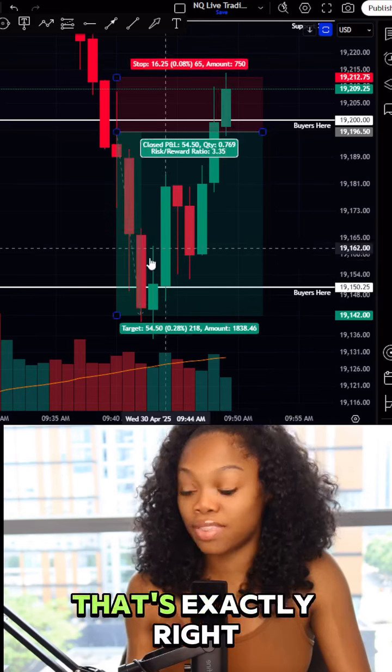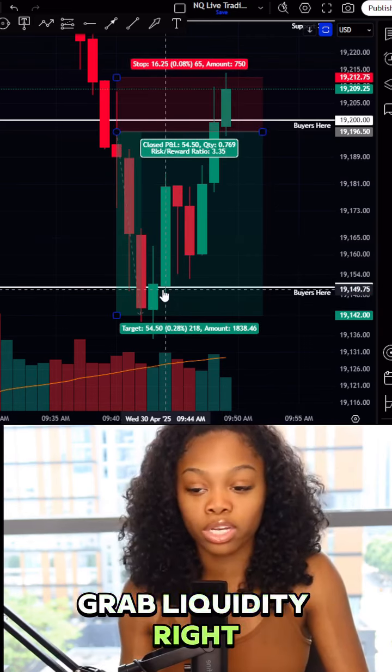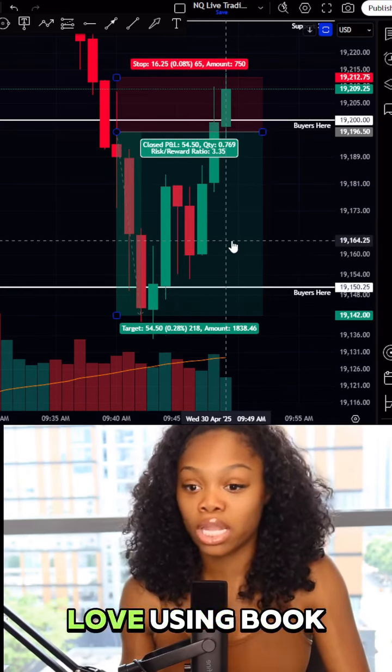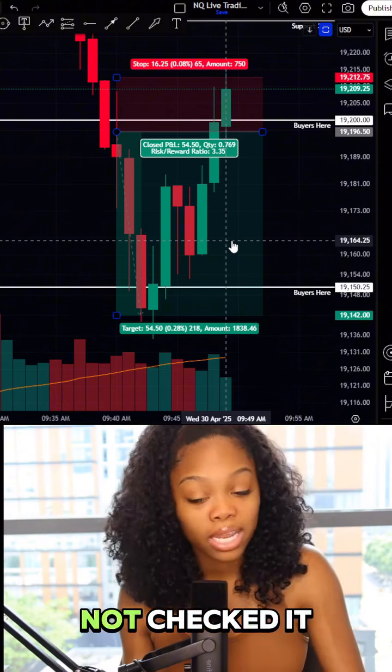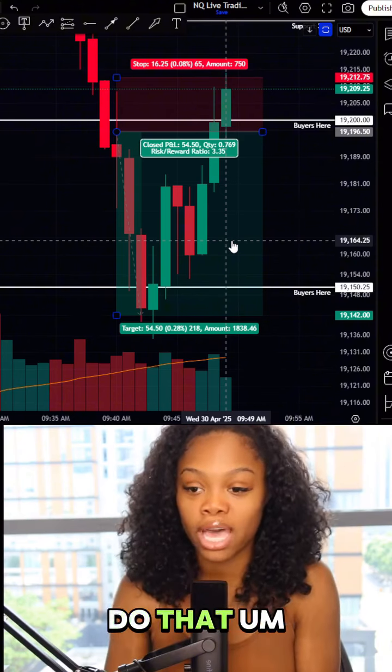And as you can see, that's exactly right where we bounced around, grabbed liquidity right below that level, and then moved back up. And so I love using Bookmap levels. If you have not checked it out, you should definitely go ahead and do that.